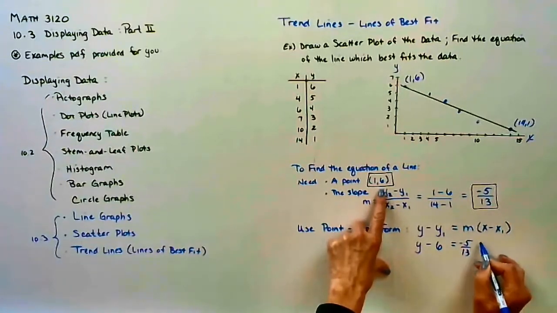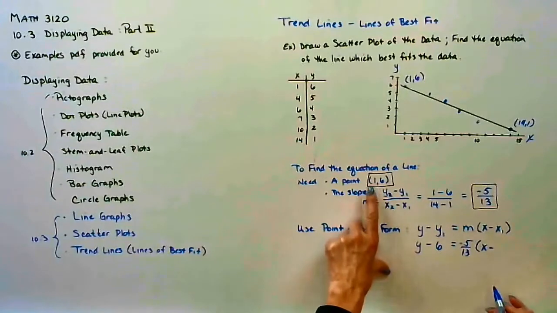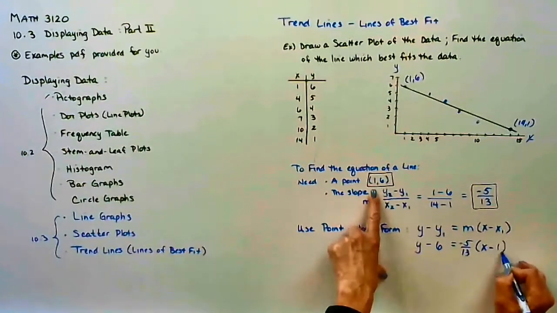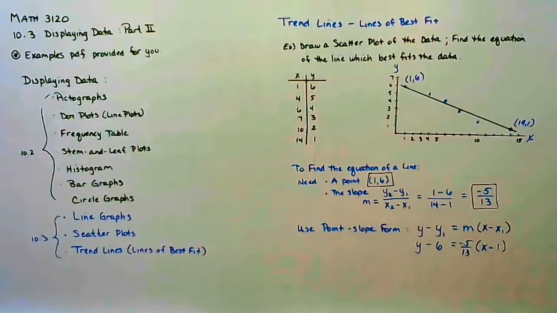Y minus the y from the 1 point that I chose. Our slope, -5/13. X minus the x value from the 1 point that we chose. And you're done. That's the equation of the line. You're done.